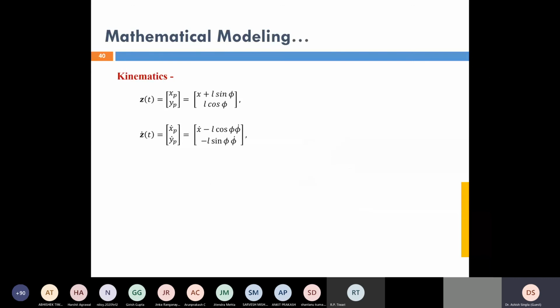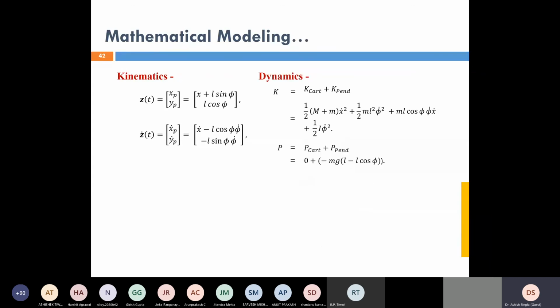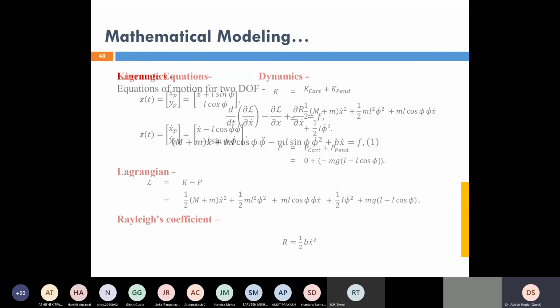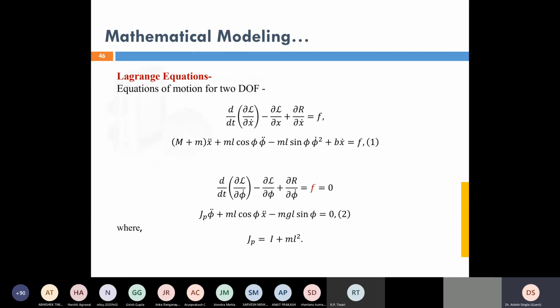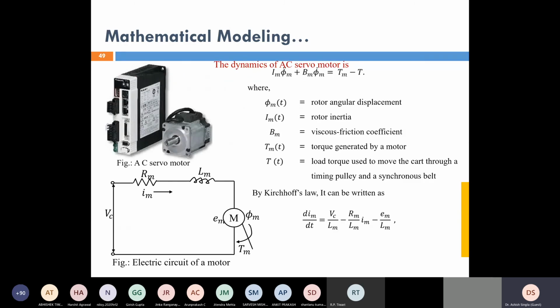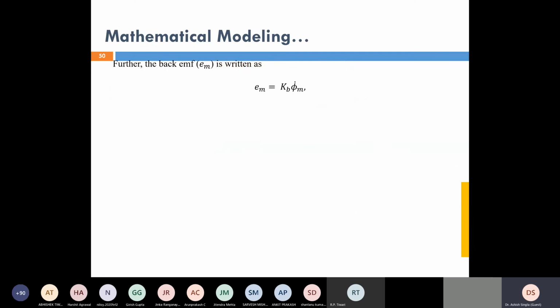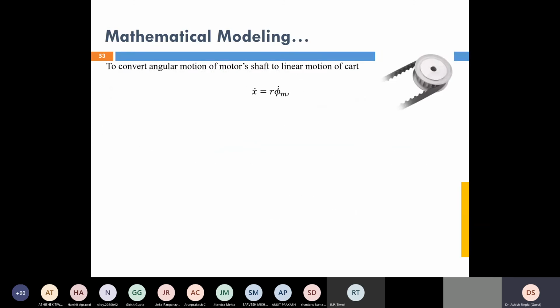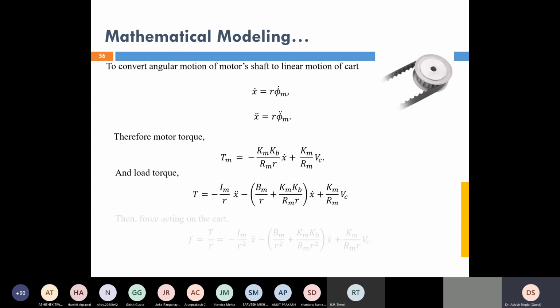So this is how we can mathematically model using the Euler-Lagrange formulation. This is the kinematics part, the dynamics part, calculating the kinetic energy, potential energy, Lagrangian, and finally getting the equation of motion. We also have to introduce the motor dynamics and the belt dynamics into these equations. So I'm skipping this part.